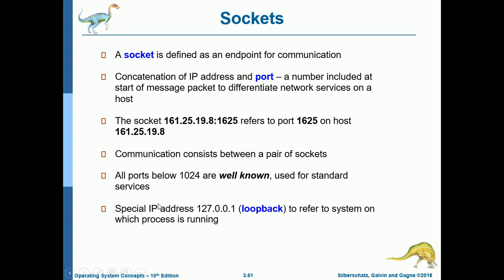Actually, I think you're going to study it in your networking subject. And then there are special IP addresses, 127.0.0.1, or the loopback, to refer to the system on which the process is running. Actually, this only pertains to the machine itself. So 127.0.0.1 can be used to test. For example, you have an HTML file and you want to know if it's really working. The IP address that you're going to use is 127.0.0.1 to make sure that it is working, even if you don't have an internet connection.